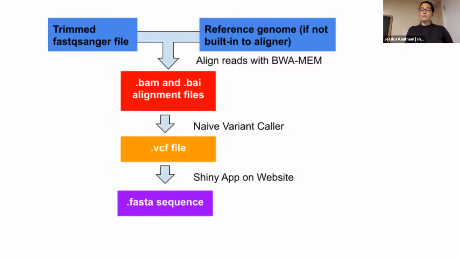Once you've mapped the data, you produce BAM and BAI alignment files. Those are the things that you can view in IGV. Then you're going to be able to run the naive variant caller to make a spreadsheet list of all the variants in the genome. And then last but not least, next week, we'll use an application to turn that VCF file into a modified .fasta file that has the bases changed for every variant that was observed.